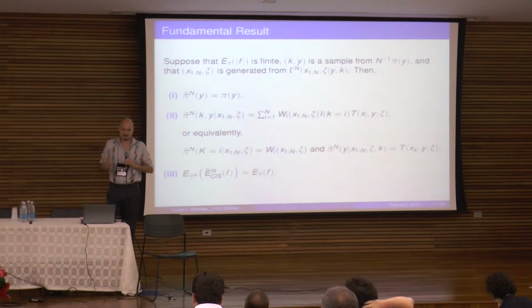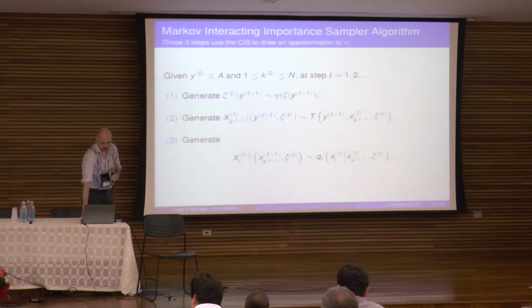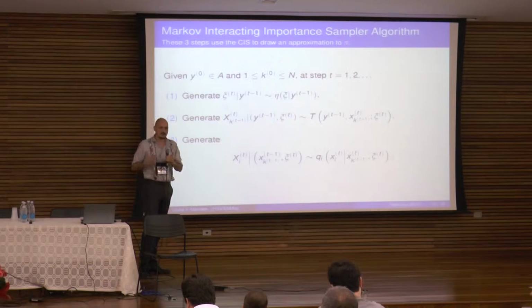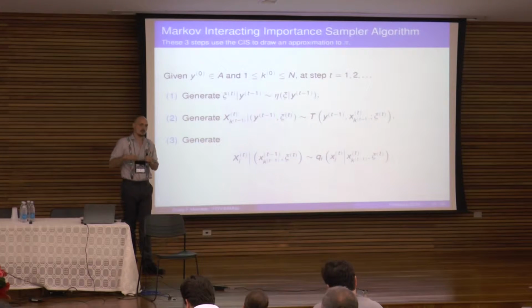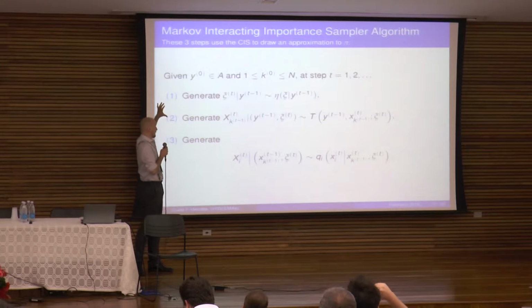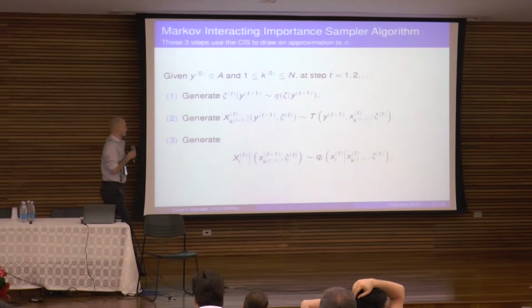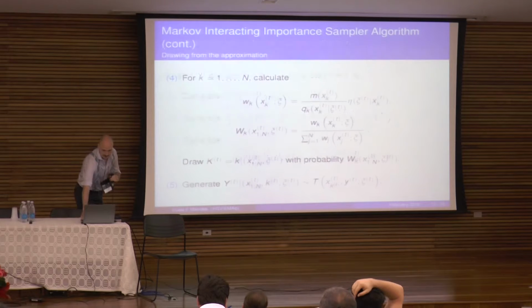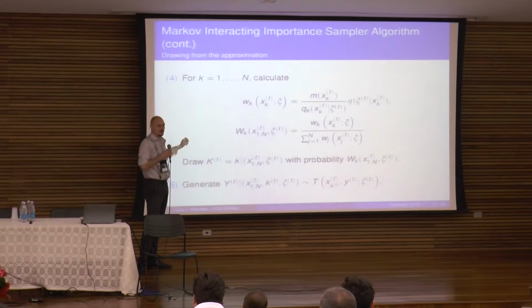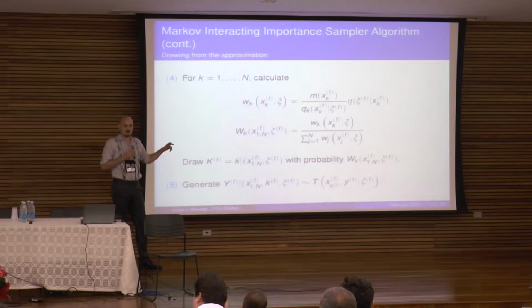So that also implies that we can sample from our augmented target using a Gibbs sampler. It's a very simple Gibbs sampler. And that's what we call the Markov interacting importance sampler. So we have this Markov chain, and we're interacting importance sampling approximations. So in the first step, we construct the conditional importance sampler approximation, and then we sample one observation from this approximation, just like we wanted originally.